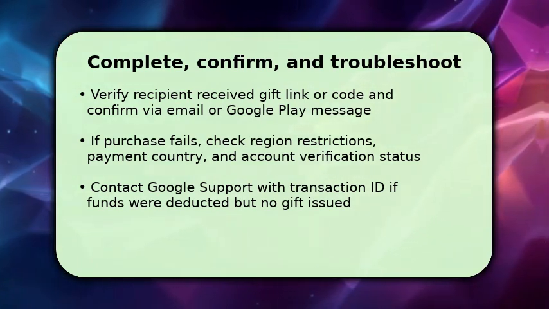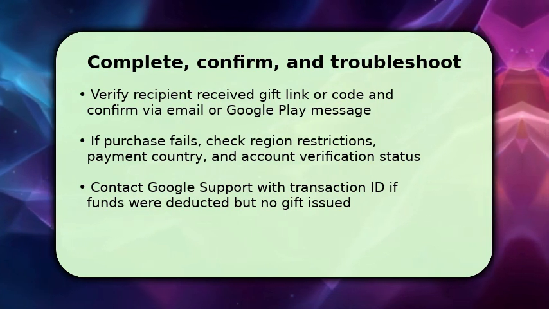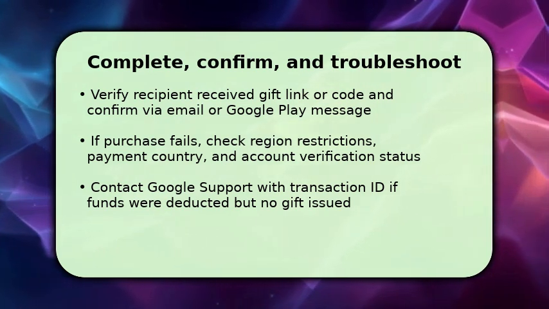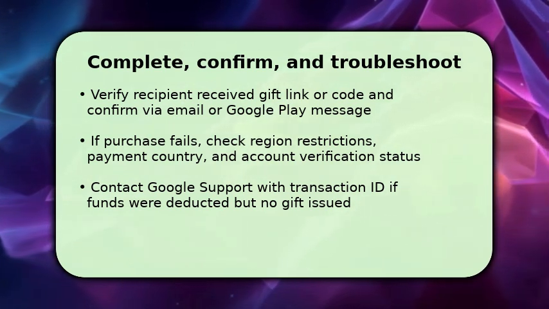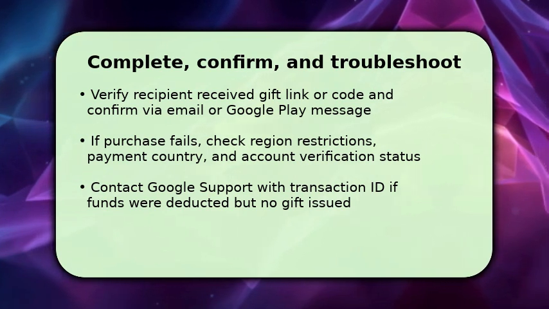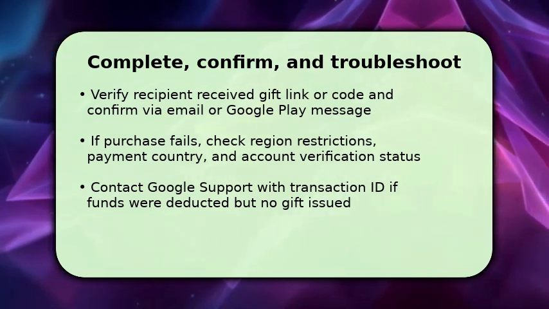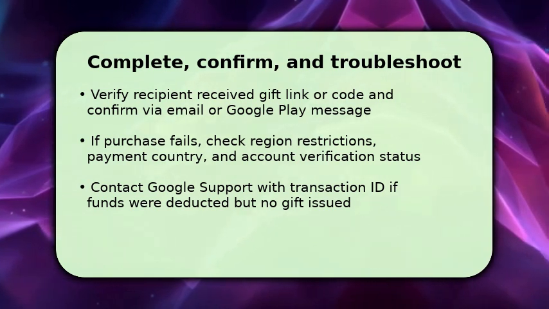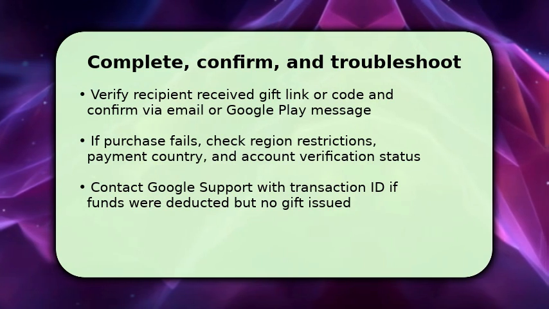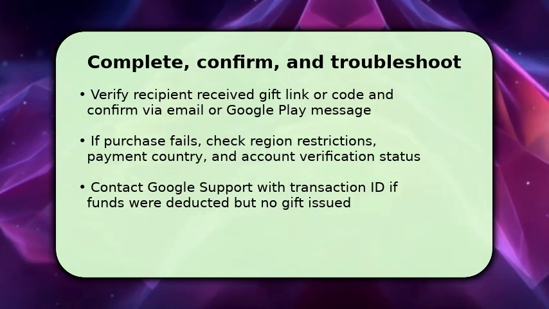If the purchase fails or the recipient didn't get anything, first check region and payment country restrictions because Play Balance can be region locked. Also confirm account verification and two-step settings. If funds were deducted without delivery, contact Google support with your order ID and screenshots to resolve the transaction. This is the fastest way to recover missing value.